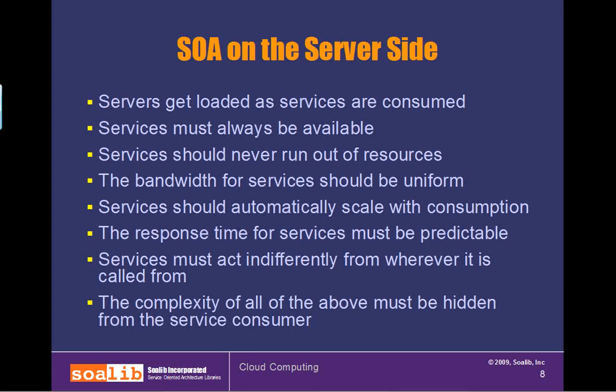In this line, servers get loaded as services are consumed. That is the first line. The second line: services must always be available. We do not want to have a situation where there are so many clients that the service is no longer available. Services should never run out of resources. In cloud, resources are always available, and resources could be created virtually by using various APIs that cloud computing offers.